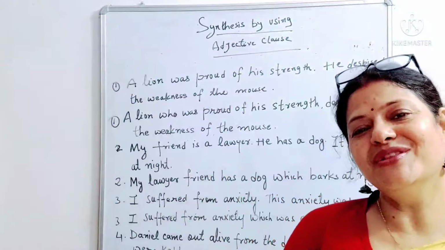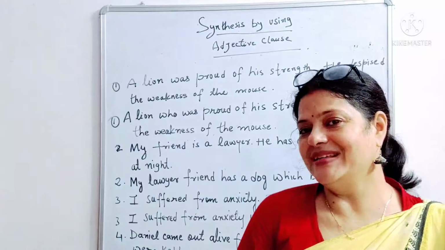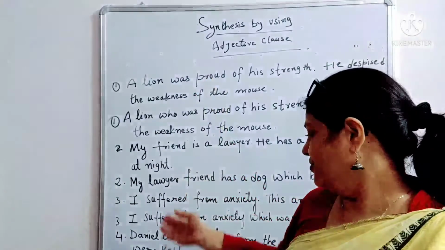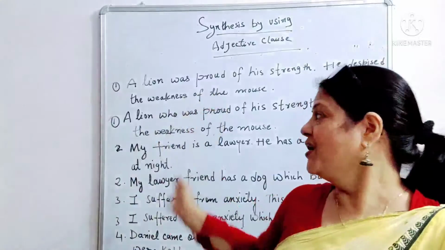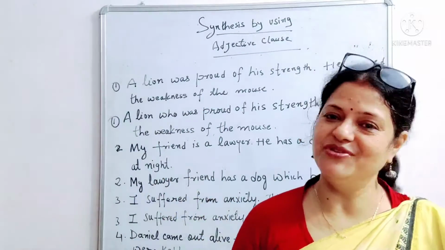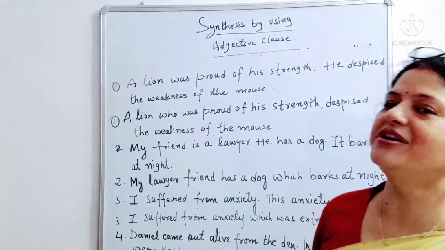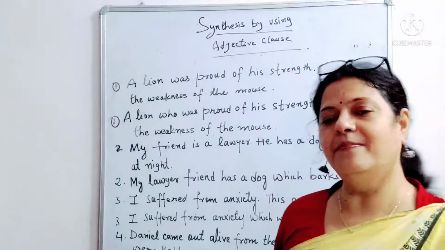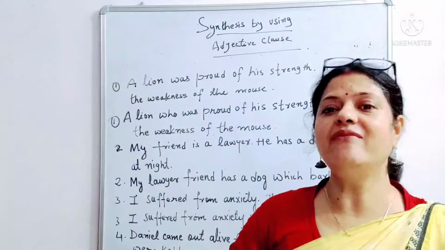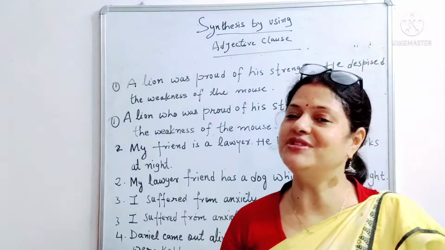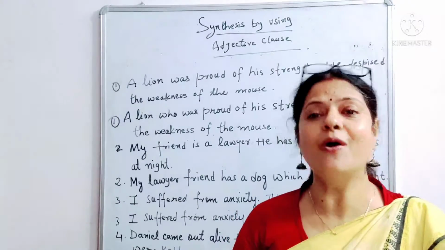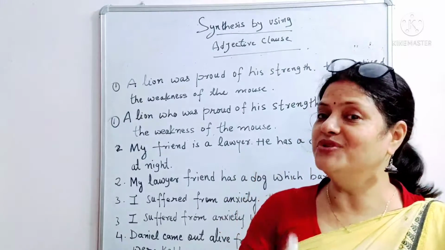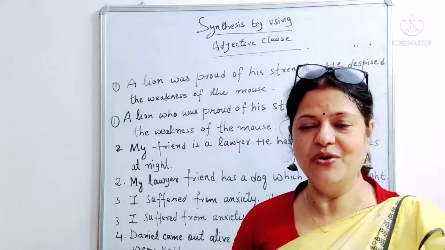I've already written on the board to save time, because while making a video, if I write on the board, it takes a lot of time. So just to save time, I've already written on the board, and we will practice today how we can add two or more than two simple sentences to make one complex sentence by using adjective clause, okay?